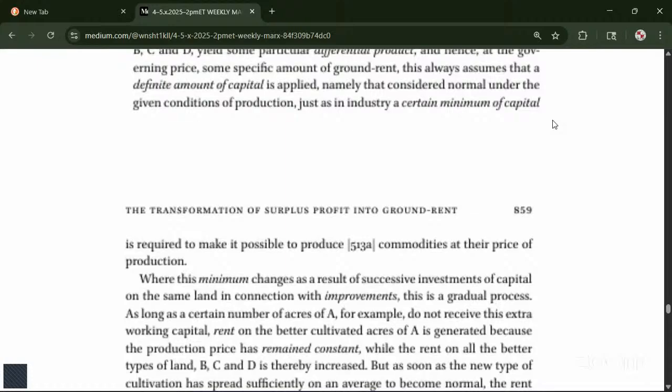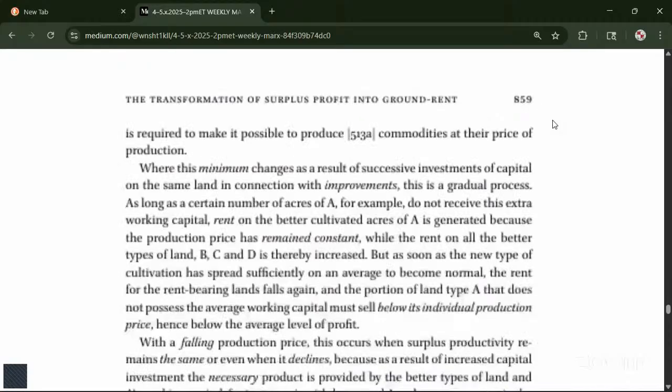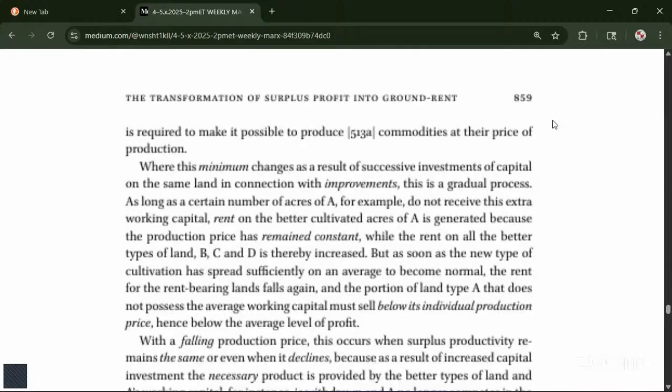As long as a certain number of acres of A, for example, do not receive this extra working capital, rent on the better cultivated acres of A is generated because the production price has remained constant, while the rent on the better types of land B, C, and D is thereby increased. But as soon as the new type of cultivation is spread sufficiently on an average to become normal, the rent for the rent-bearing lands falls again, and the portion of land type A that does not possess the average working capital must sell below its individual production price, hence below the average rate of profit.